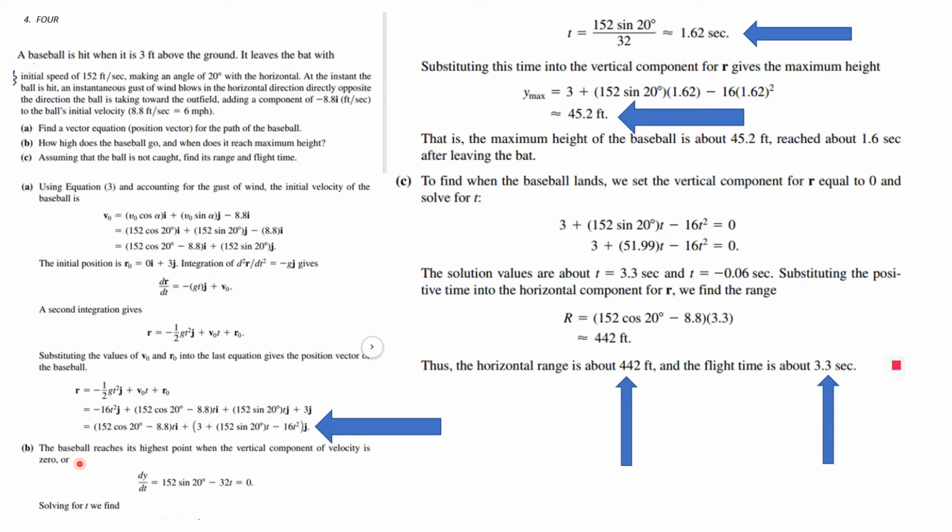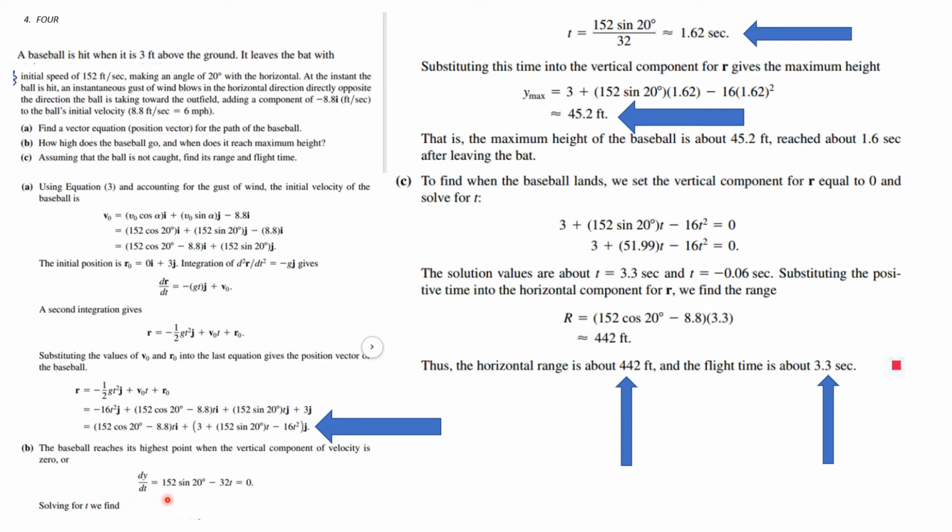Now, the ball reaches its highest point when the vertical component of velocity is 0. You see it's going up, that's increasing height. So the velocities are still going up, but they're decreasing because gravity is pulling it down. But eventually it'll stop being positive and start being negative because what goes up must come down. So the maximum height happens when this velocity is 0 in the y direction.